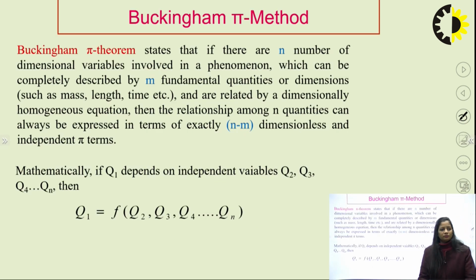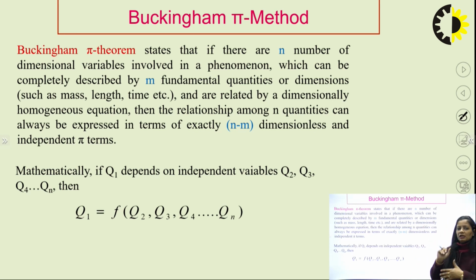Now we can talk about the Buckingham Pi method. What is this Buckingham Pi method? It actually involves a number of pi terms, and these pi terms are dimensionless. The Rayleigh method was a simple method. This method is a little bit lengthy, but it gives almost accurate equations.